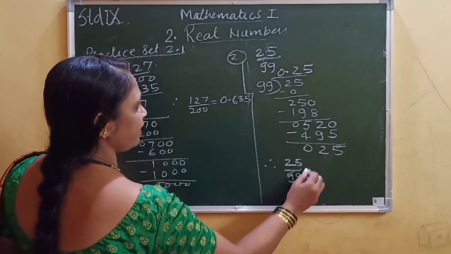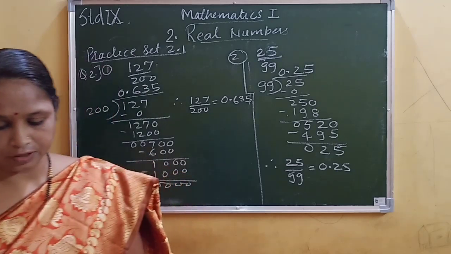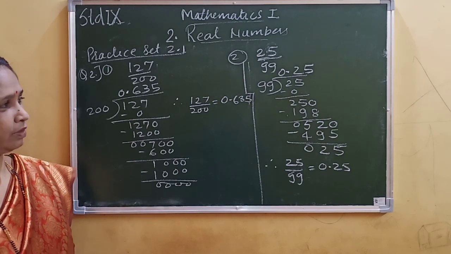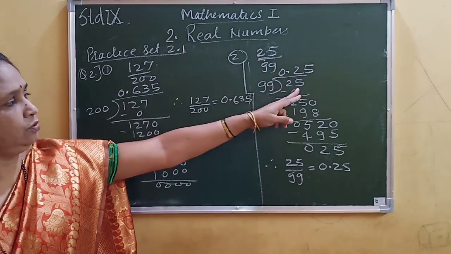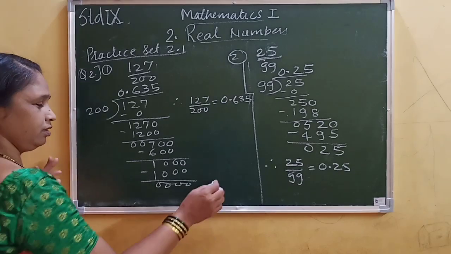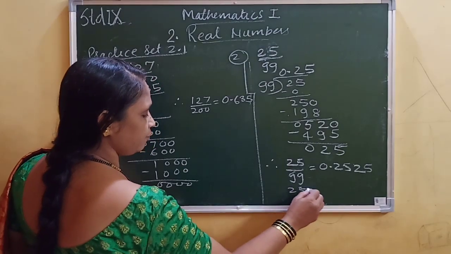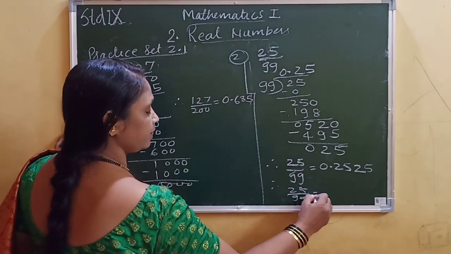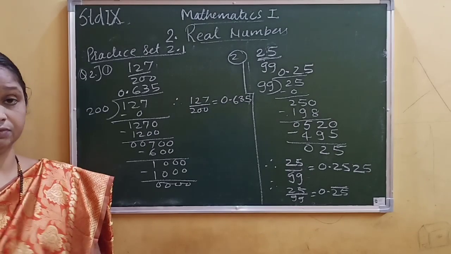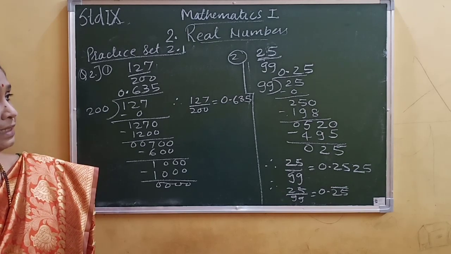25 upon 99 is equal to 0.25. Again it will come 2525 only. Here again, 250, we are getting 0. If you put 250 here, then again it will be 2, again 5. So how do we write? Therefore 25 upon 99 is equal to 0.25 with a bar. It is recurring. Those which are repeating, what do we call them? Recurring. You have studied this in your 8th standard.